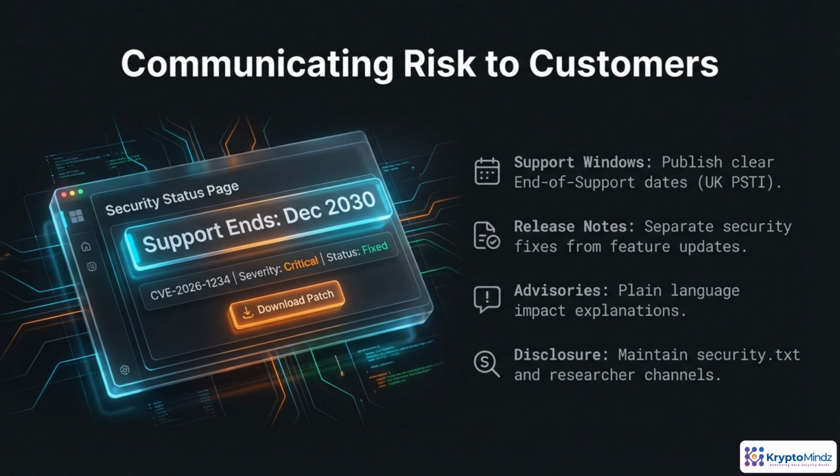Secure by Design isn't just about controls, it's also about how you communicate risk. Be explicit about support windows so customers know exactly when security updates stop and can plan migrations. Separate security fixes from features in release notes so they can prioritize patching. For serious issues, publish clear advisories that explain impact and required action, and maintain a stable disclosure channel for researchers and enterprise contacts.